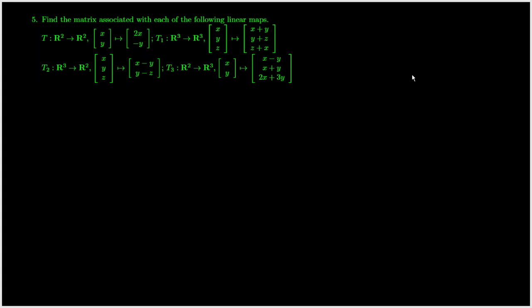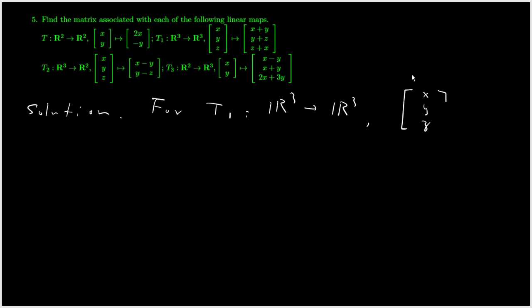Maybe for T1, you just repeat the same thing. T1 is actually from R3 to R3 this time. I will copy T1. The rule is given by each vector in R3, (x, y, z), goes to (x plus y, y plus z, and z plus x), the last component.